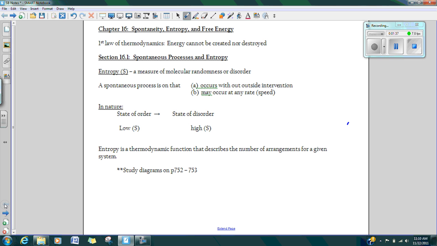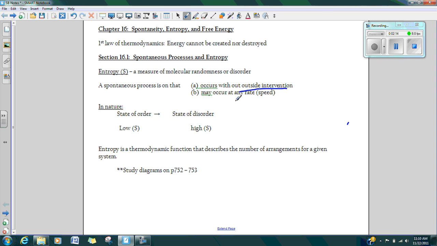If you recall, spontaneity is a process that occurs without outside intervention, and it may occur at any rate or any speed. If you take a look on page 750, it has some ideas of spontaneity. For instance, a ball rolls down a hill, but never spontaneously rolls back up the hill. If exposed to air and moisture, steel rusts spontaneously. However, the iron oxide in the rust does not spontaneously change back to iron metal and oxygen gas.